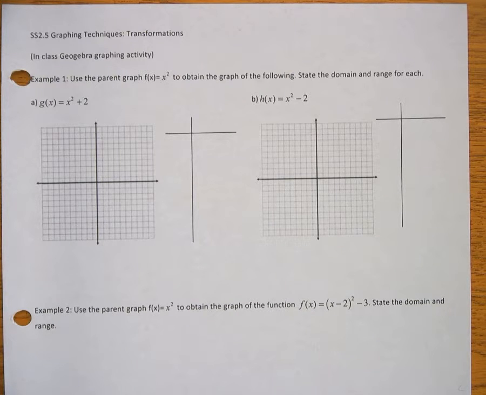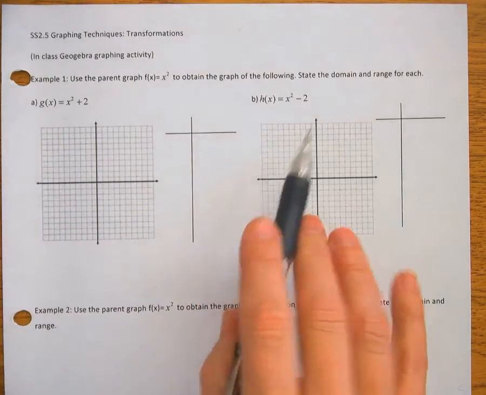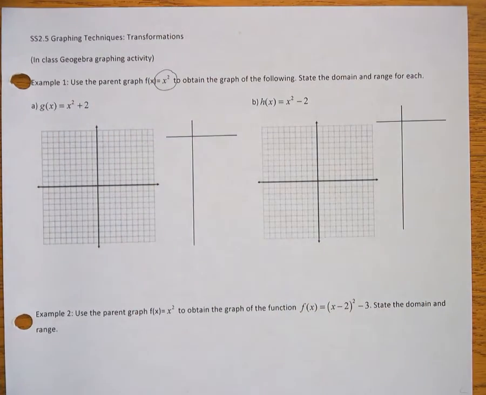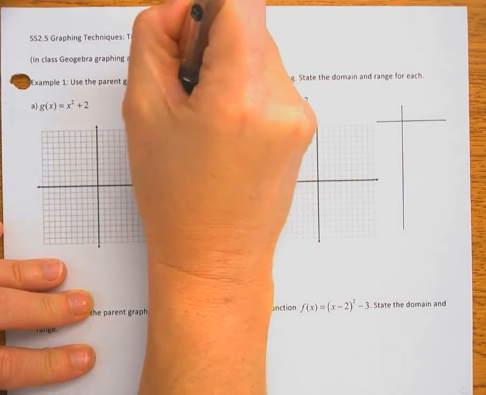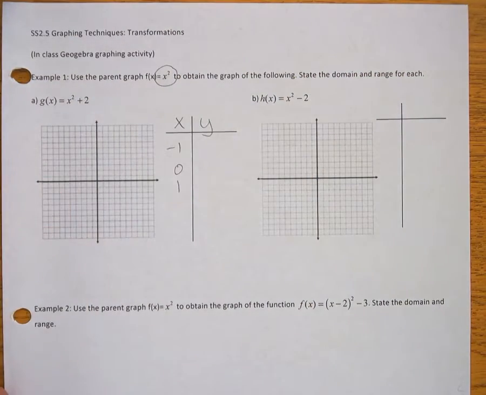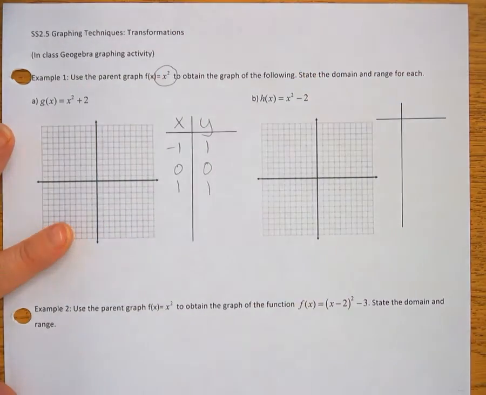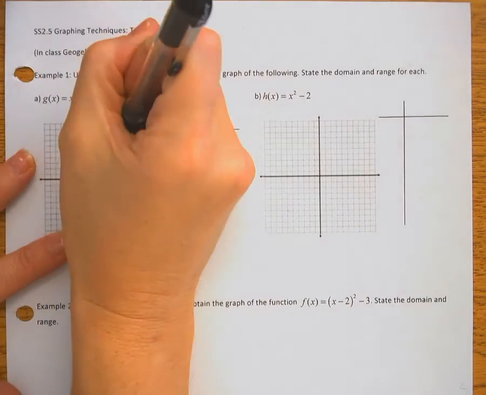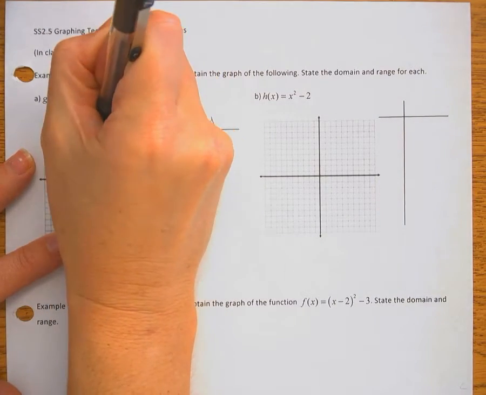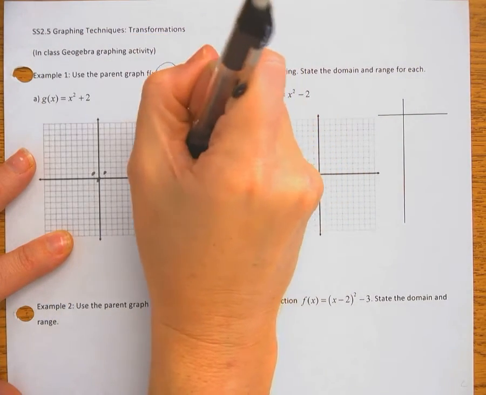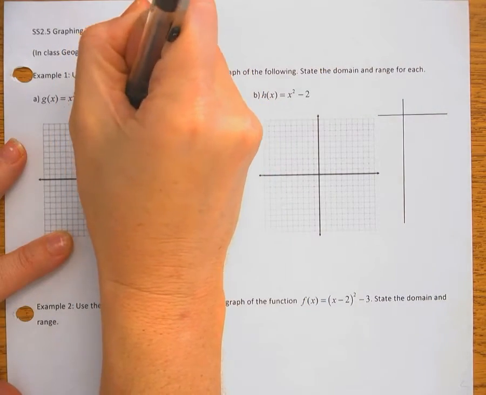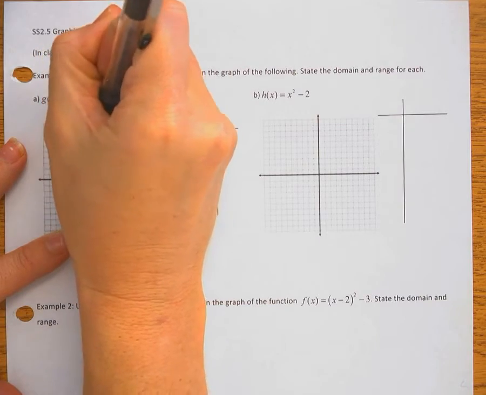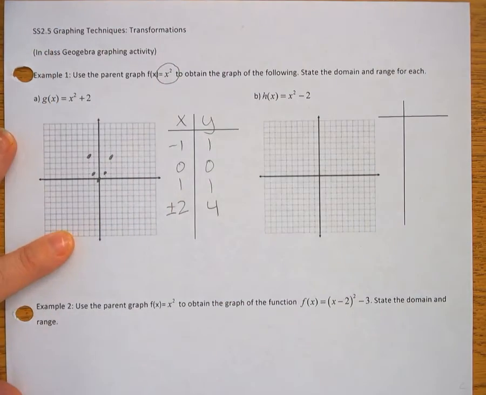So with example 1, we're just doing simple shifts, starting with this parent graph. So I think what I'll do is I'll sketch the parent graph. It's always really good to get the parent graph sketched first and then start doing the transformations. So I'm just going to pick a couple points off the parent graph of x squared. Maybe I'll do a couple more. So at 2 it's 4. And at -2, it's also 4. So we get this parabola shape.